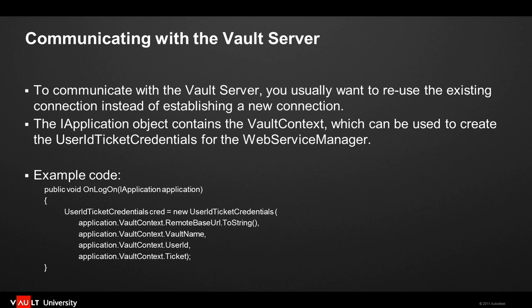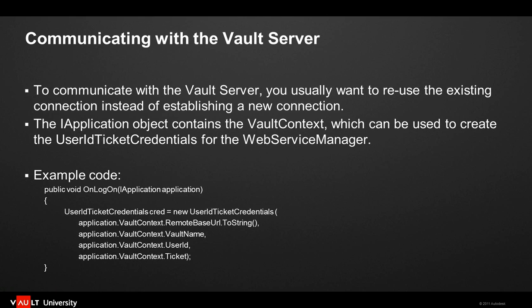Okay, so you've got this object. One of the pieces of data in it is the Vault context. And the Vault context contains all you need to know to create one of these user ID ticket credentials. Here in the slide deck I have some example code. You've got an iApplication object, you create your new credentials. The first parameter is the server name. And the way you get that is the Vault context has the beginning of the URL to the service in it. You can just pass that whole thing in, and the credentials is smart because the URL has the server name in it. So the credentials is smart enough to pull out that server name.